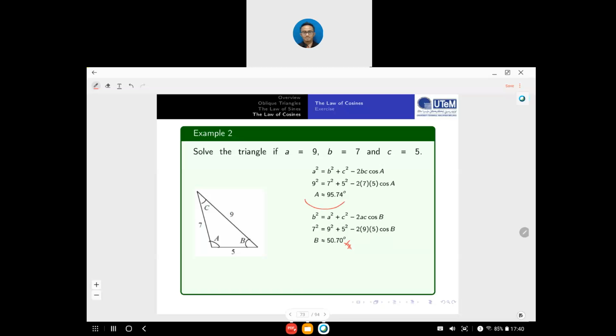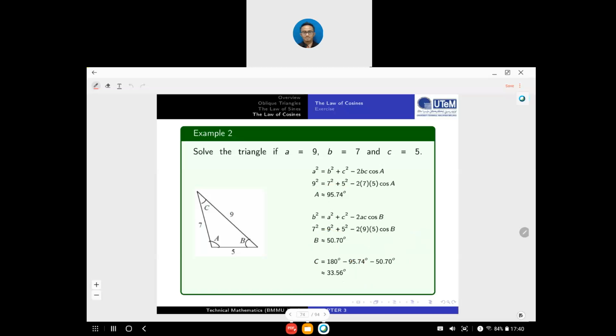Since you already get A and B, you can get C by using the angle sum of a triangle: 180 minus 95.74 degrees minus 50.7 degrees. So you can get 33.56. Make sure when it is in terms of degrees, you must write the degree symbol. Don't forget. If you forget, I won't give marks.